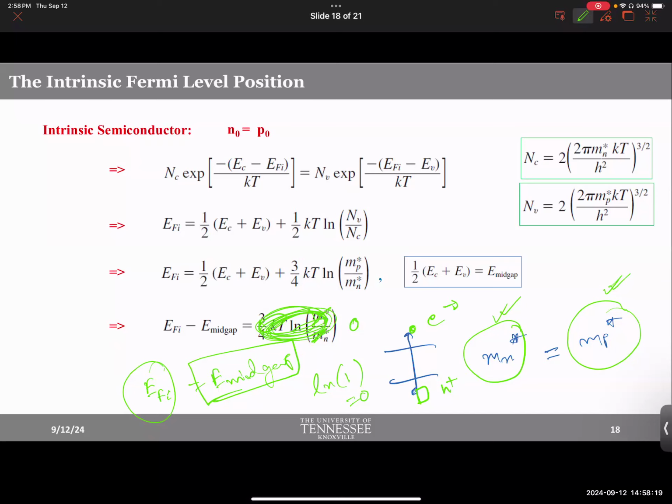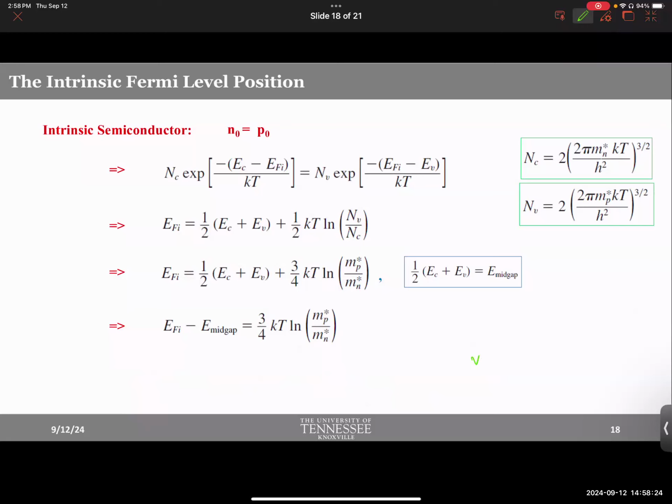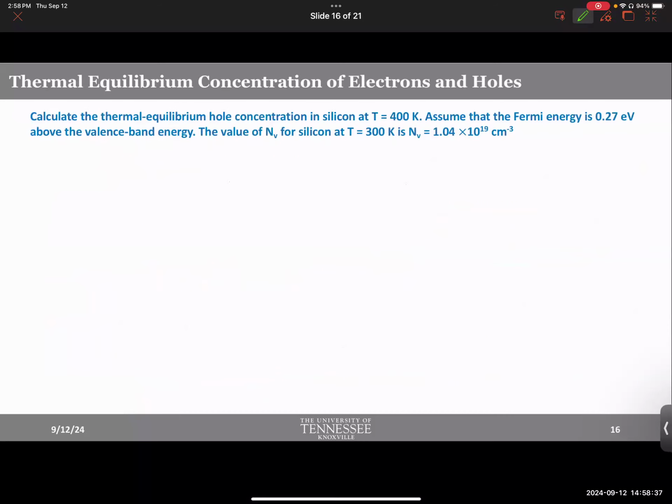But remember, that's not true. For most materials, almost any material, there will be a difference between the electron effective mass and hole effective mass. More about that later, but for the time being, I'm just going to make you aware of the fact that this is an assumption, that the Fermi level intrinsically will be in the middle, just to simplify our life. That's all.